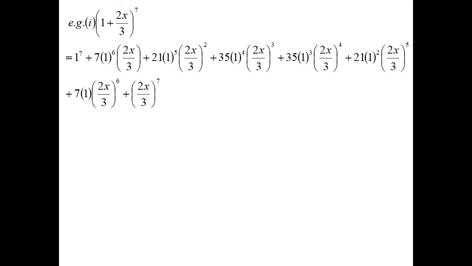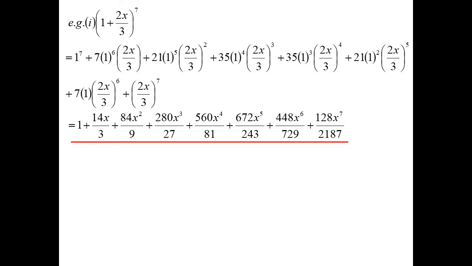Well, let's tidy all that up. And there it is in all its glory. 1 + 14x/3 + 84x^2/9 + 280x^3/27, and so on.